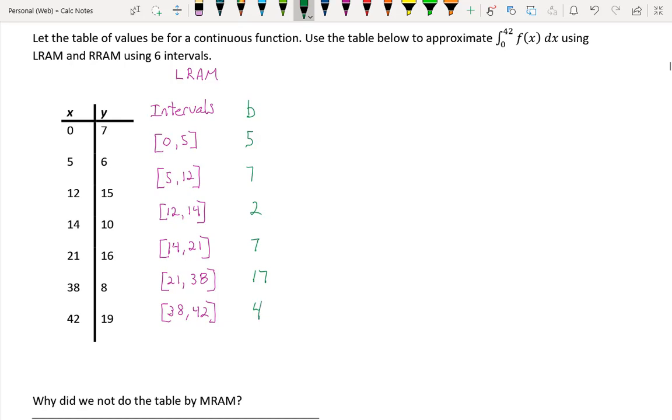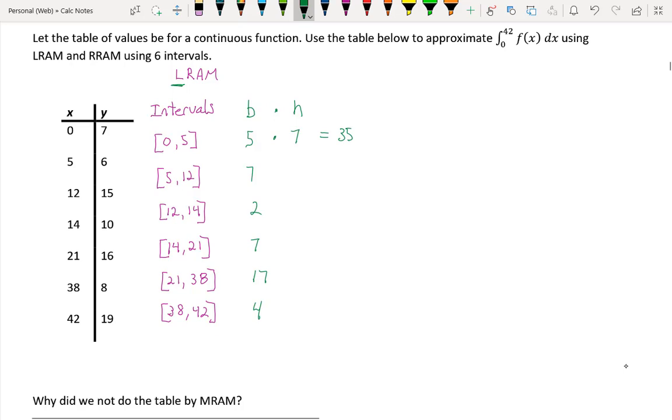Now the base won't change going from LRAM to RRAM, so I don't have to worry about that. But the height will change. So times height. What I need is the height on the left side of the interval 0 to 5. So the height is going to be 7 on the left side of that interval. So that's going to give me an area of 35.